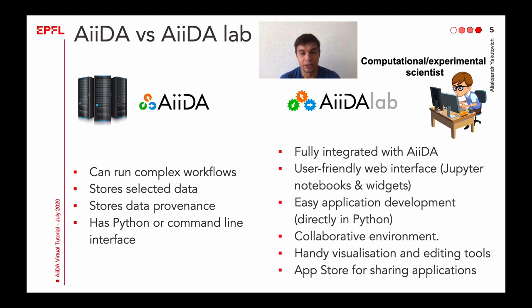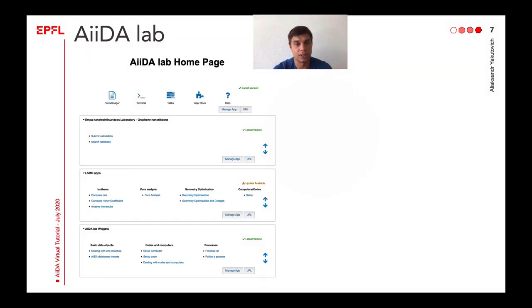So if you want to make your own AiiDA lab application, most frequently you would just collect the tools that we provide with AiiDA lab into a small application that will run your code or your workflows. And it also provides an app store for sharing your applications. So once you have created your own application, you can put it on the App Store and other people can use it. And this is the interface of AiiDA lab.